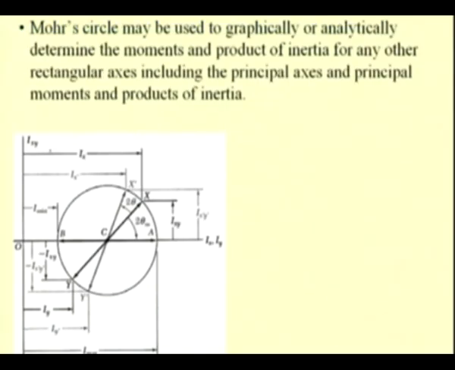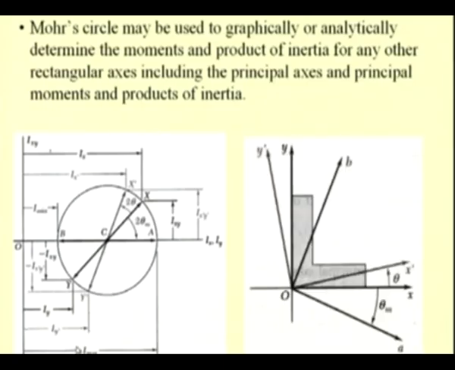So, let us see this method. Let us construct the Mohr circle for this object, and for this axis, that is Oxy, the corresponding points are X and Y. That is, this point X corresponds to Ix comma Ixy, and this point Y corresponds to Iy comma minus Ixy for this area and this axis Oxy.